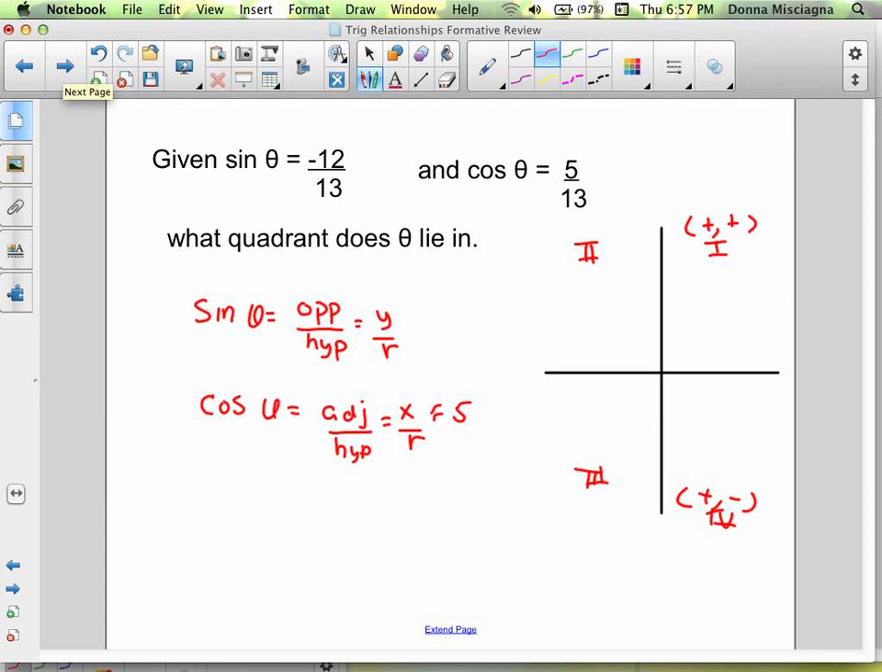Right? And x is positive in the fourth quadrant, where x is positive and y is negative. So cosine is going to be positive in the first quadrant, where all the trig functions are positive, and in the fourth quadrant, where only cosine and, of course, its reciprocal secant are positive.